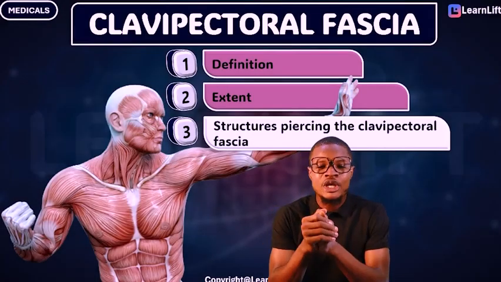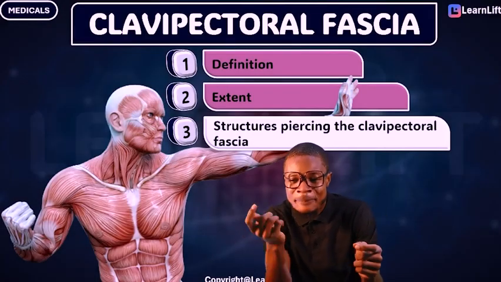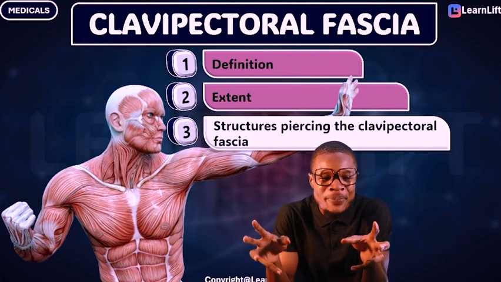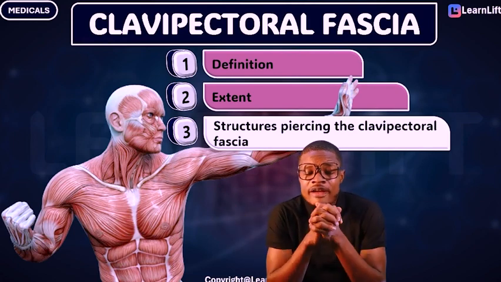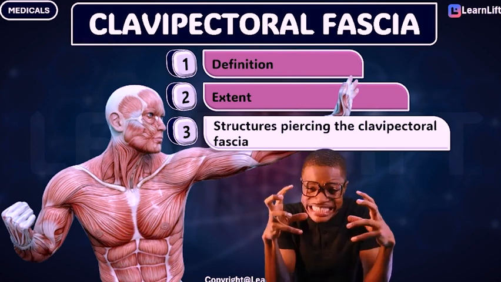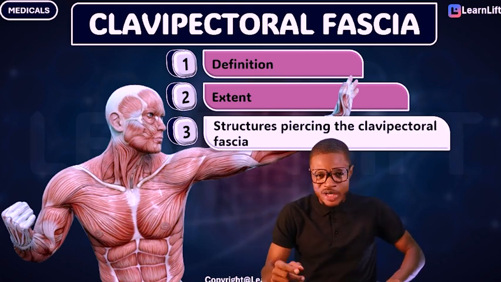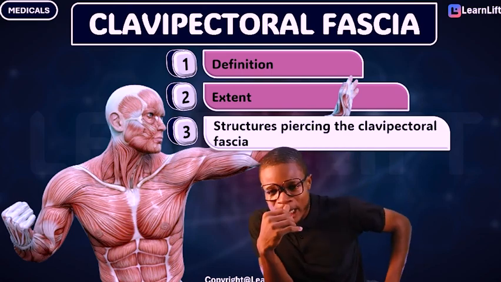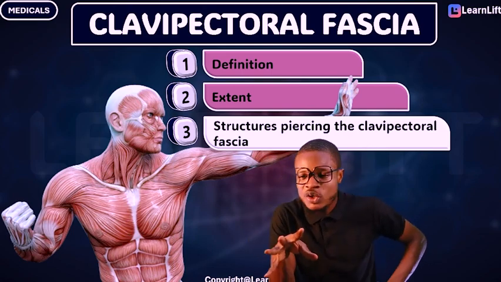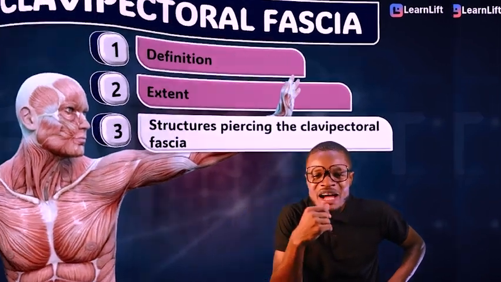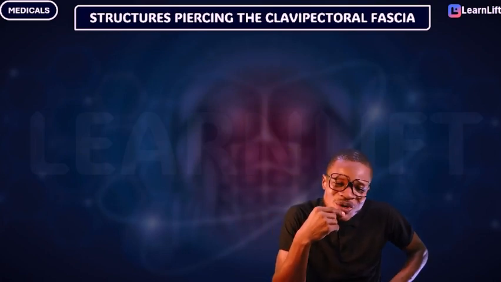Imagine they give you an exam question: write on the structures that pierce the clavipectoral fascia. What do you write? Very important. Please, this is a constantly recurring question, so let's go over it very quickly as we look at everything about the structures that pierce the clavipectoral fascia. Now, this is very fast. What should I know about this?